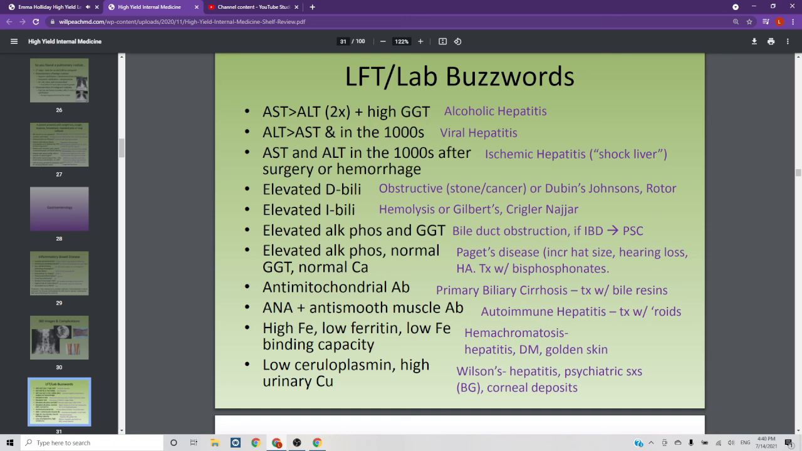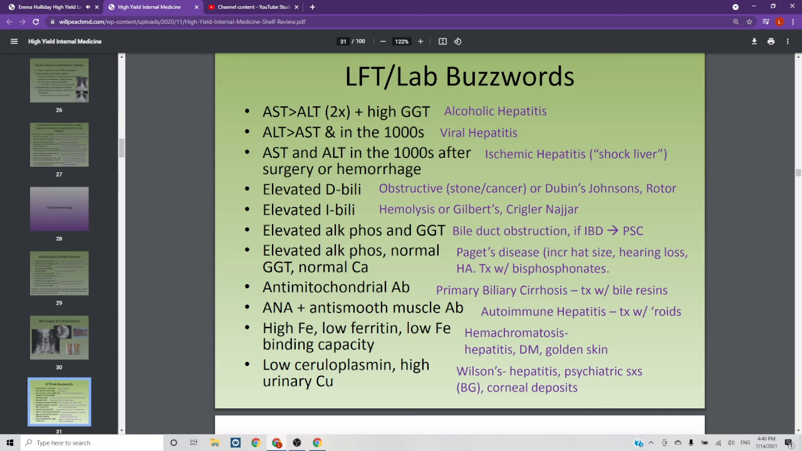What if the anti-smooth muscle antibody is positive? That's autoimmune hepatitis. The difference here: you can treat autoimmune hepatitis with steroids, but it really doesn't help PBC. So that's an important treatment difference.